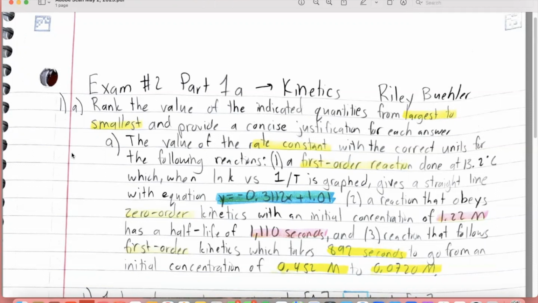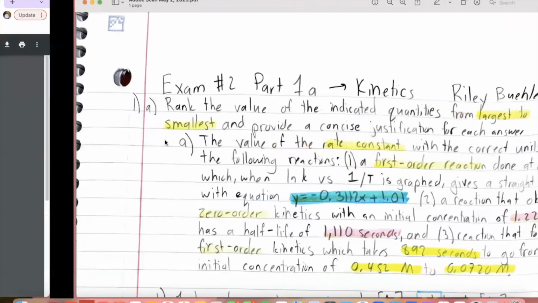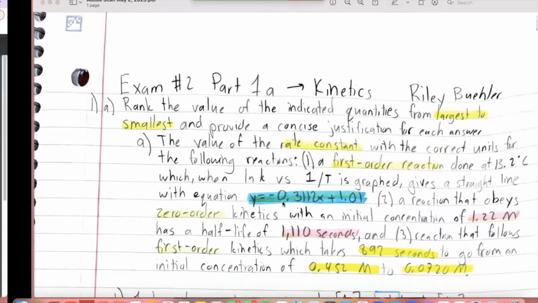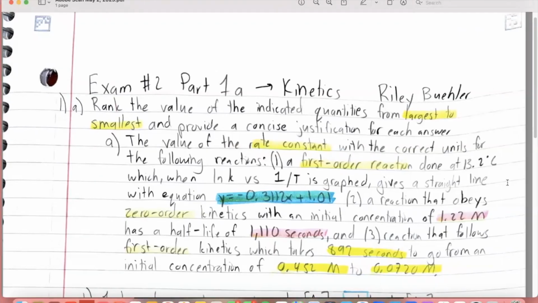And the way we're going to approach this problem is identify which order of reaction, first order, zero order, or second order, and then we will use equations given on this reference sheet and the quantities given in this problem in order to solve for the rate constants, and then we will compare them to each other. And we will do this by isolating 1, 2, and 3 individually. So first, we're given a first order reaction and we're given this equation.